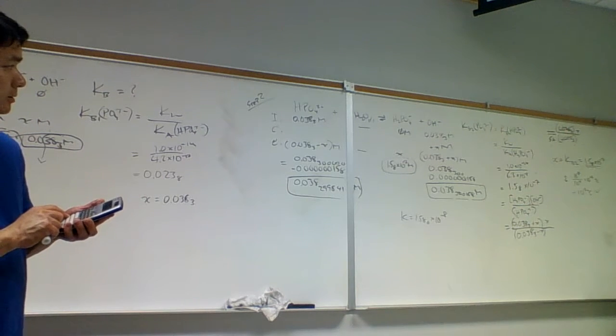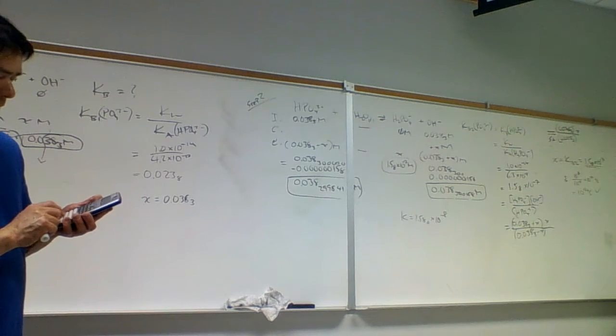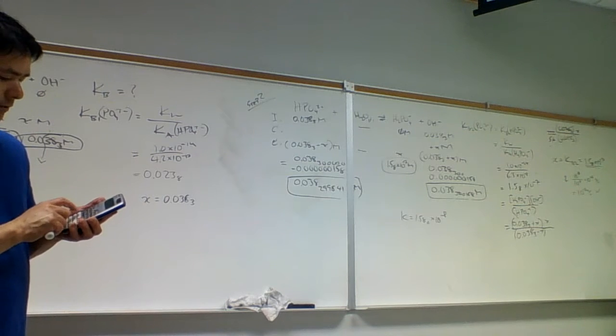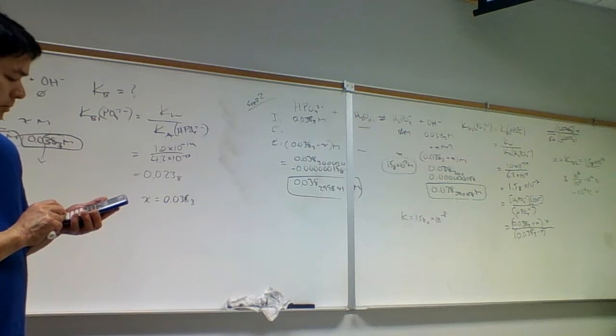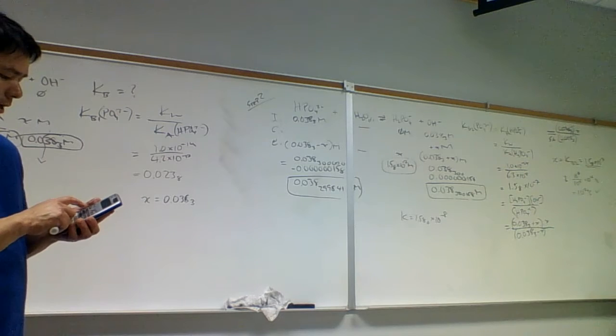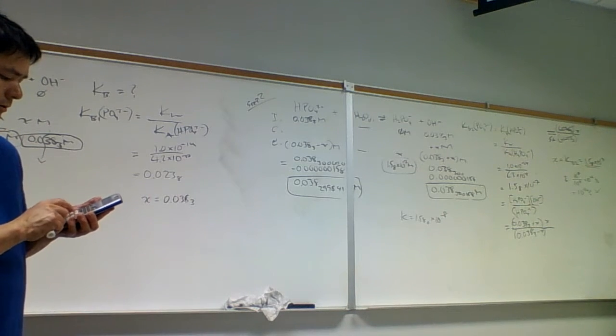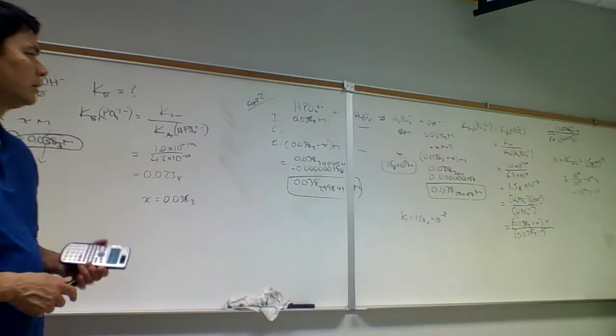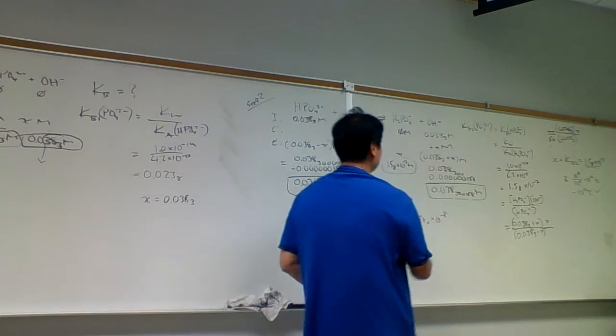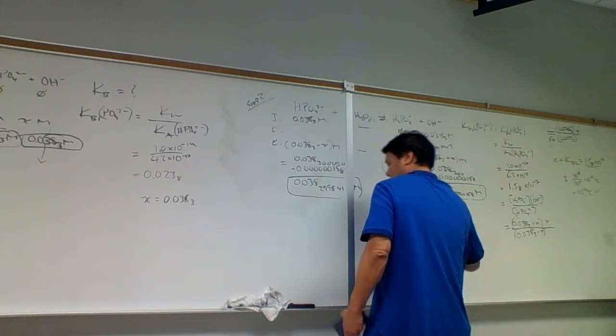So let me see where I screwed up. 1.58 times 10 to the minus 7 times 0.0383 divided by 0.03829. Oh, I screwed up on my calculator. It's okay.